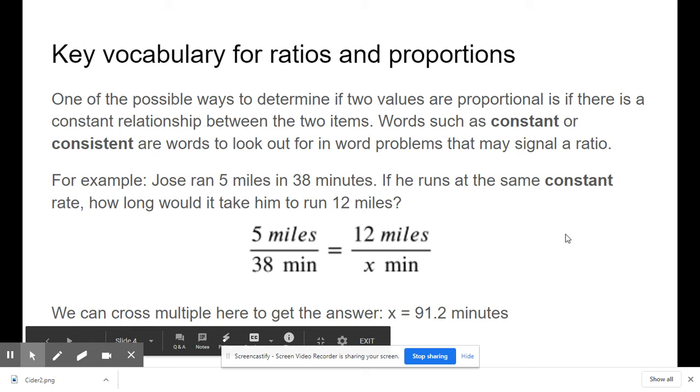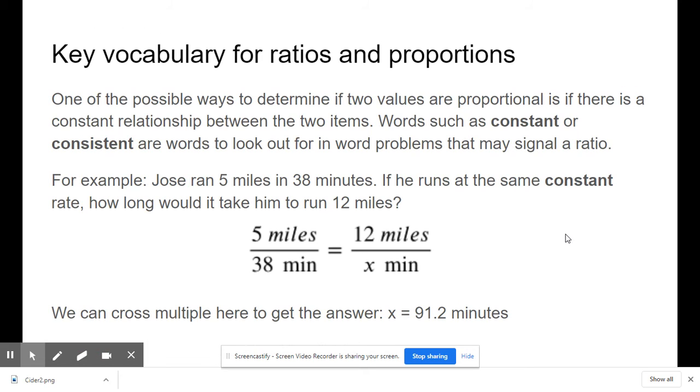One of the possible ways to determine if two values are proportional is if there's a constant relationship between the two items. Words such as constant or consistent are words to look out for in word problems that may signal a ratio. For example, Jose ran 5 miles in 38 minutes. If he runs at the same constant rate, how long would it take him to run 12 miles?